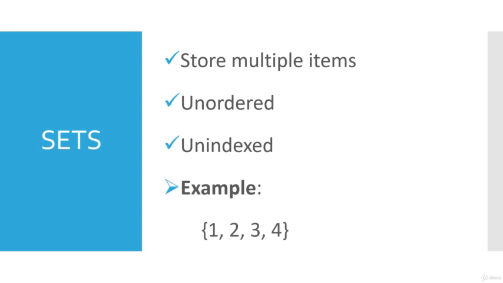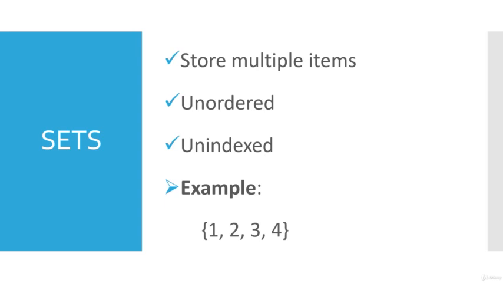Basically, sets are used to store multiple items or multiple data types in a single variable, a single special variable. Set is one of four built-in data types in Python programming language used to store collections of data types. The other three are list, tuple, and dictionary, all with different qualities and usage. And previously we talked about lists and tuples.